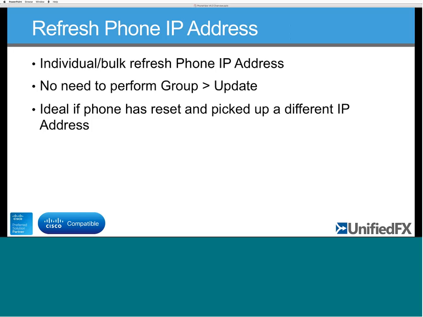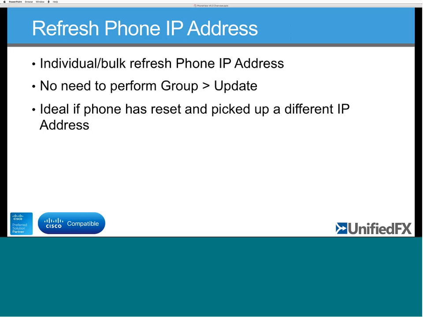So in order to hit that delta point when you do have a large number of devices and maybe their IP addresses are changing, what we've added is the ability to refresh selected phones. So you can select 1 phone, 10 phones, 100 phones, etc., and either individually or in bulk refresh those phones' IP addresses. So therefore, there's no longer a need to perform a group update. So you can just run with your working set of phones and just refresh just the IP address. That's obviously useful if the phone's been reset, maybe an ITL delete or an action like that, and it's possibly picked up a different IP address.